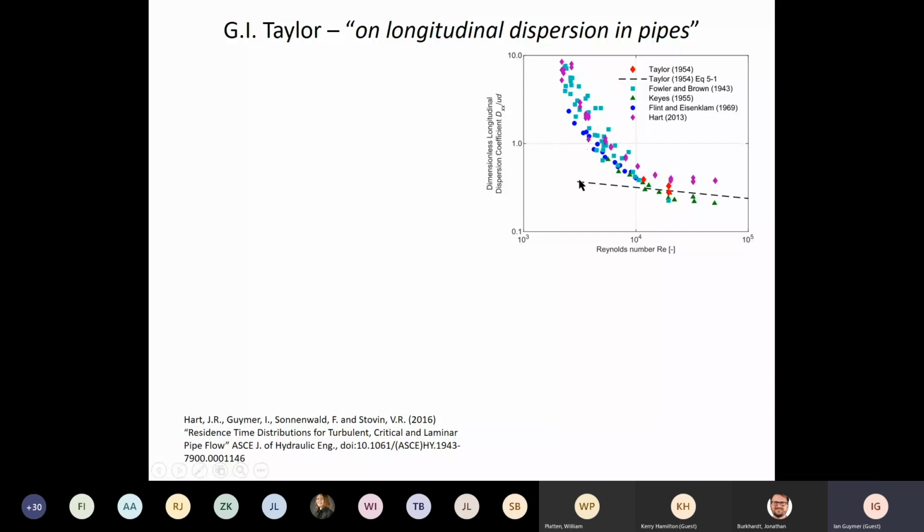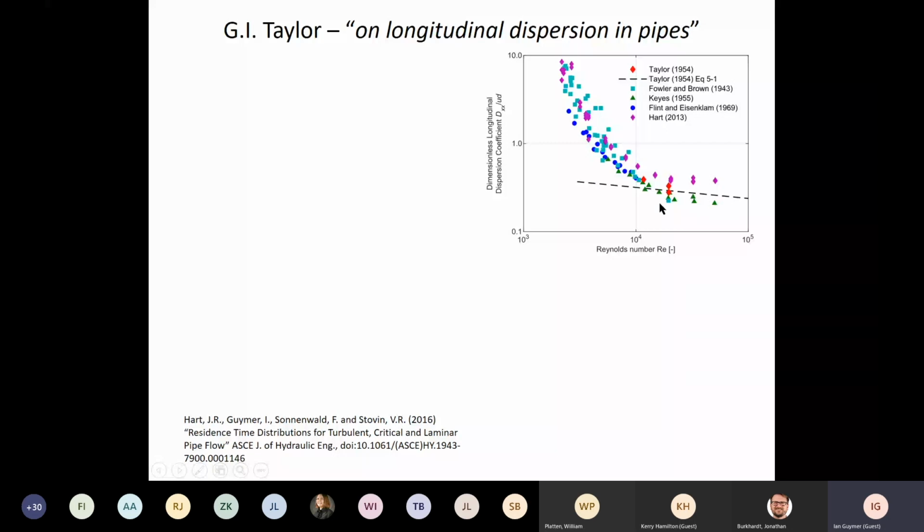In the top right hand corner is a collation of previous data. And you'll see we've highlighted Taylor's data as a red diamond here. And you'll notice there are only 3 points. So the amount of data you needed in 1953 to get a paper in the Royal Society is 3 data points. And to fit to those 3 data points, the analytical solution is a highlighted dashed line there.